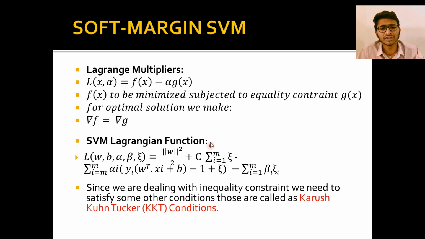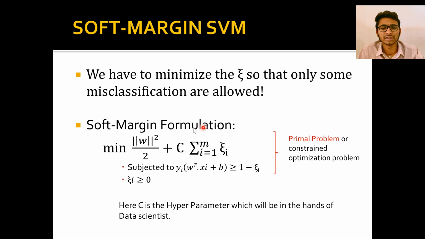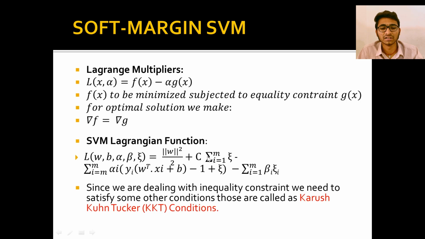Then let's define the SVM Lagrangian function. This is our f of x. See my laser cursor, guys, don't get confused. This is our f of x, that's what we have defined. And these two are our constraints. This is one constraint and this is another constraint.